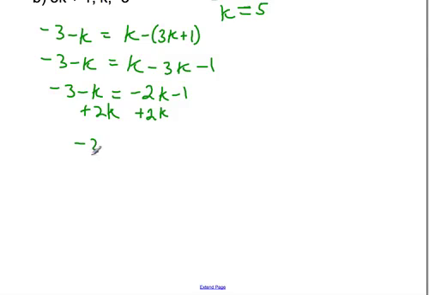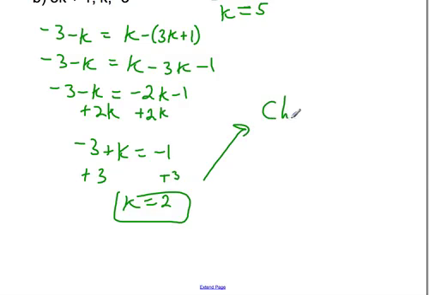And we get negative 3 plus k equals negative 1. And then we add 3 to both sides. We get k equals 2. And we can check that. Let's check to see if that's right.